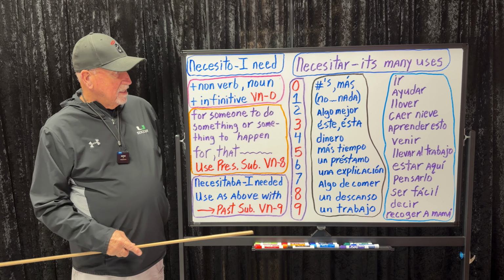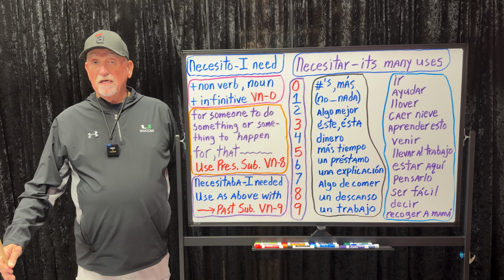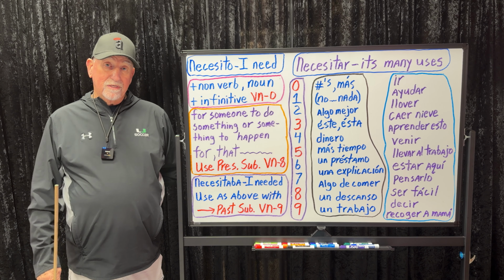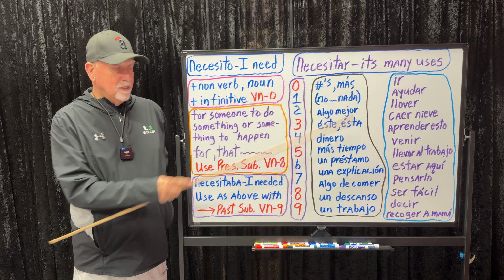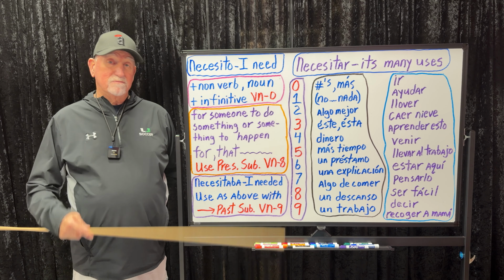So if you want to say, I need $23, necesito $23. I need 15, necesito 15. You go straight to the number. We need more. Necesitamos más. Más dinero, más leche, más tiempo, más personas.